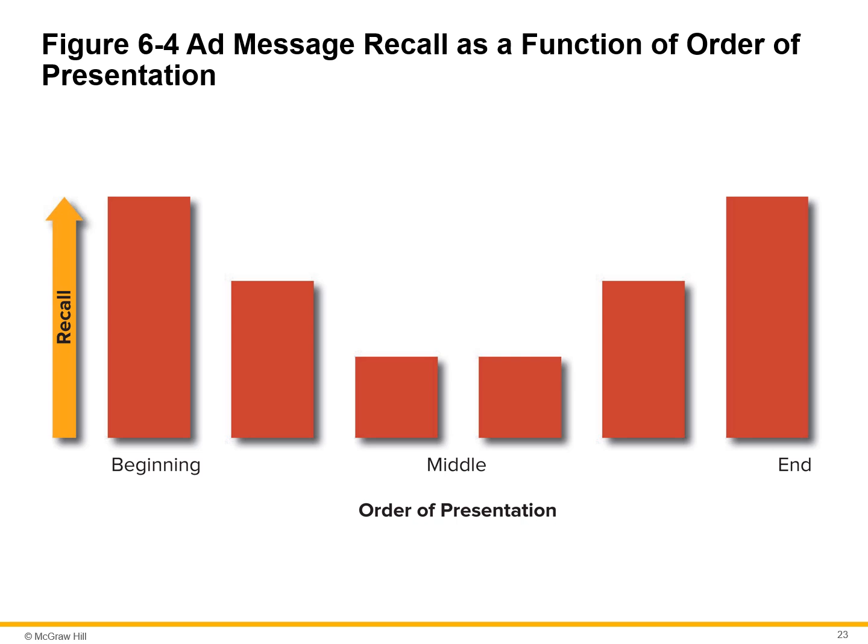This shows message recall as a function of order of presentation. The y-axis is the recall, how much they can recall. You can see from the beginning to the middle to the end, people's recall is higher in the beginning and in the end, and lowest in the middle.